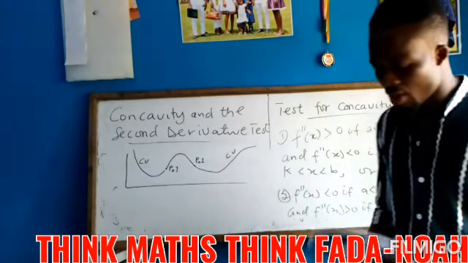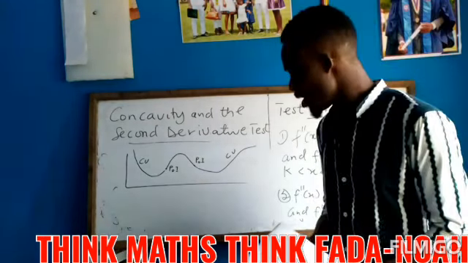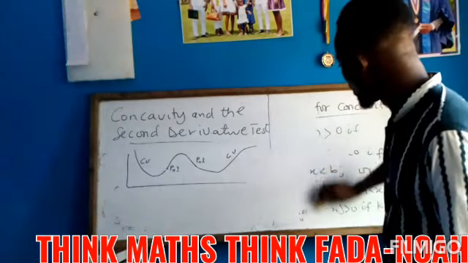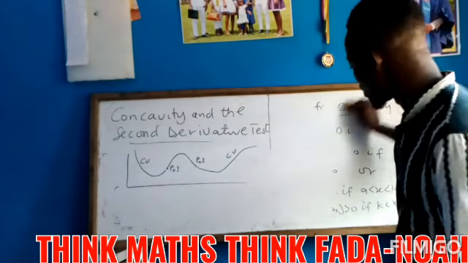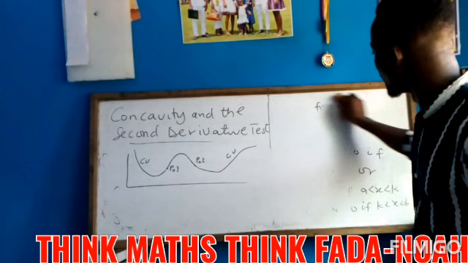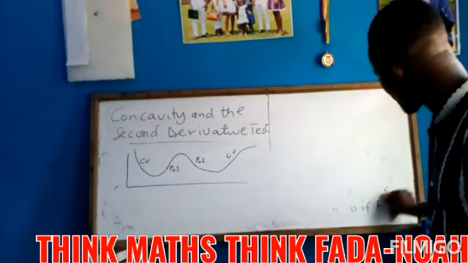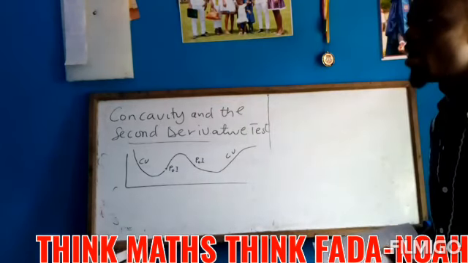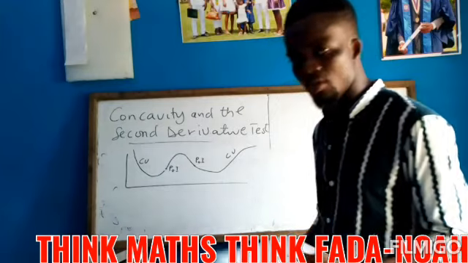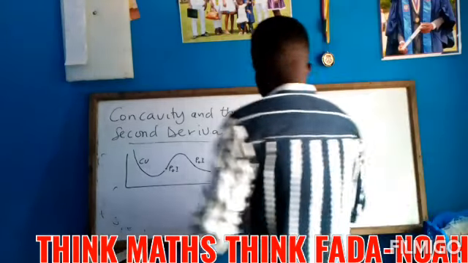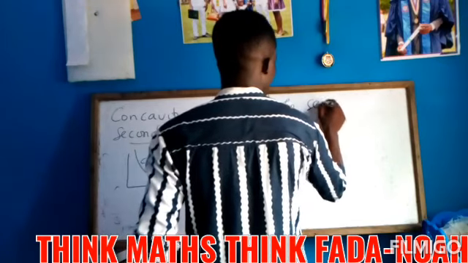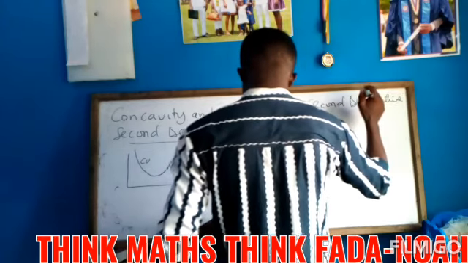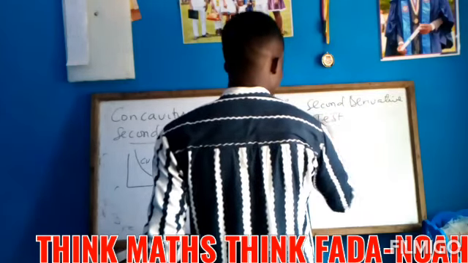Alright, so we look at the second derivative test, and I said earlier on, the second derivative test is purposely for finding local extrema, that is local minimum, local maximum. Okay, so we are going to see how to find a local extrema using the second derivative. Second derivative test.